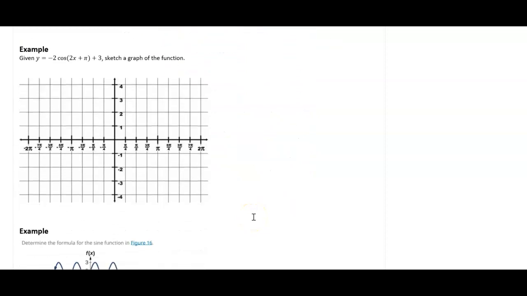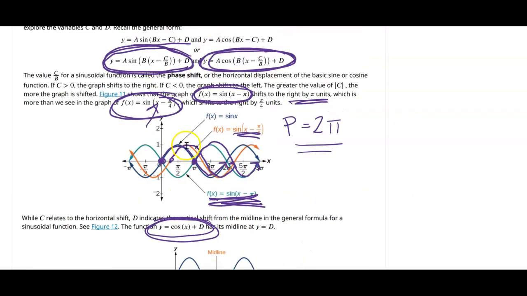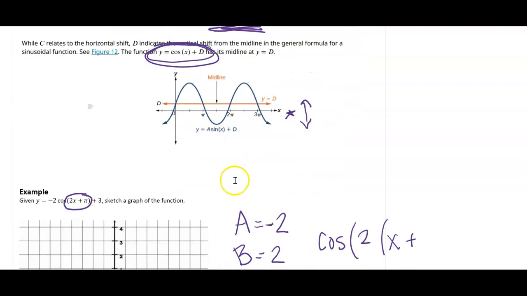All right, here is an example. We're going to go ahead and do all of these shifts right here. So I have an a value of negative 2, I have a b value of 2, I have a c value of pi, and I have a d of 3. Now remember, to actually get that shift on the inside, I'm going to need to factor out a 2. And when I do that, I need to divide c by b. Divide c by b to get my shift.